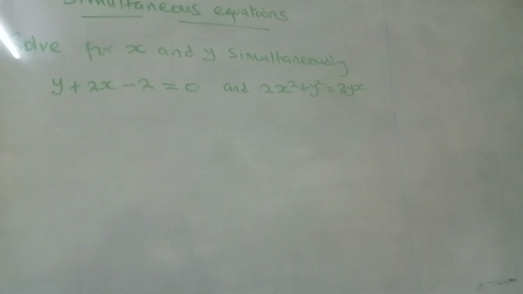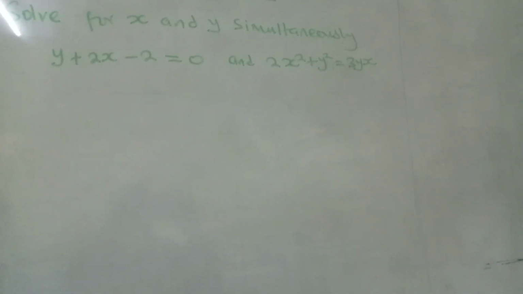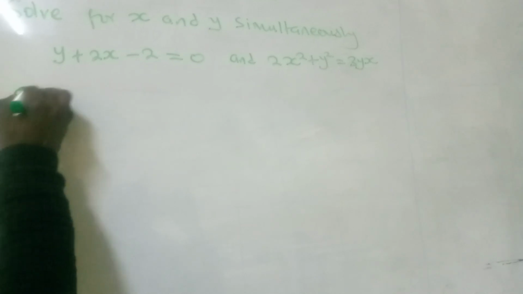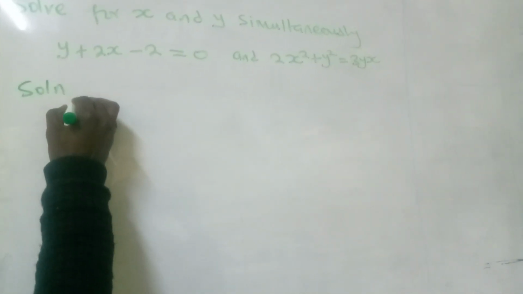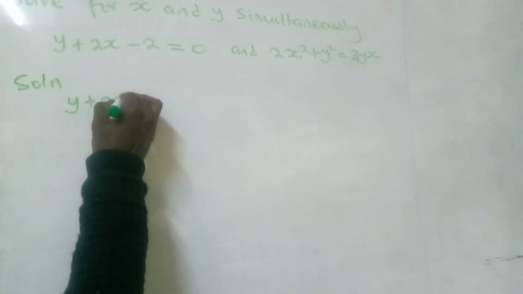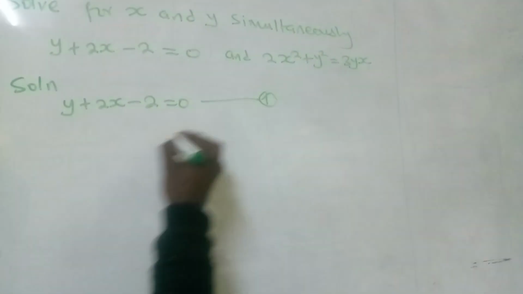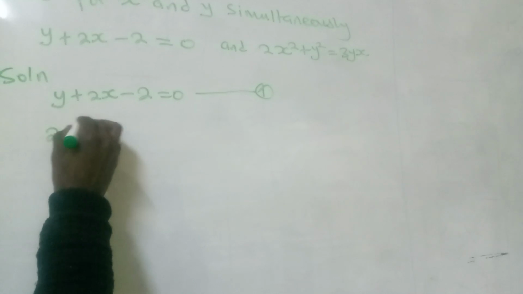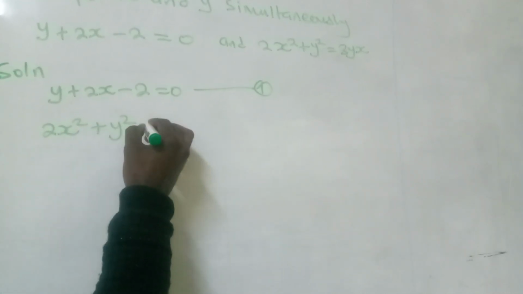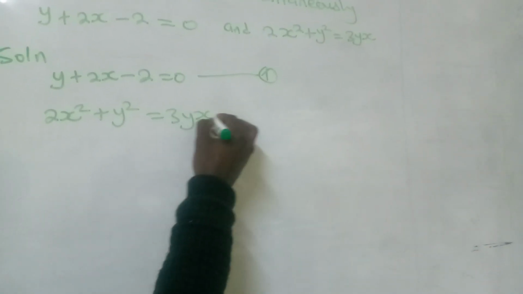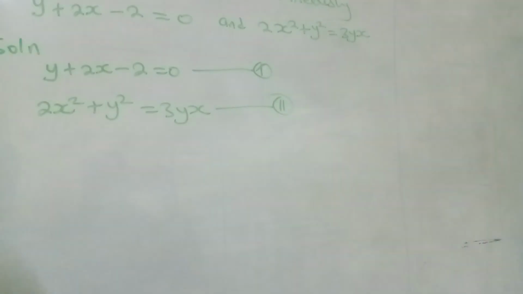The first thing that we are going to do is to name these equations. So now the solution: y plus 2x minus 2 is equal to 0, let it be equation 1. And then 2x squared plus y squared is equal to 3yx is equation 2.